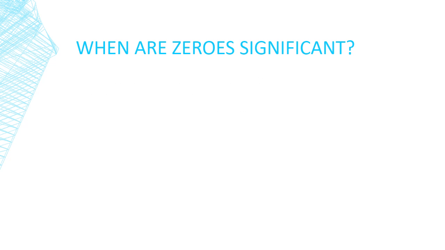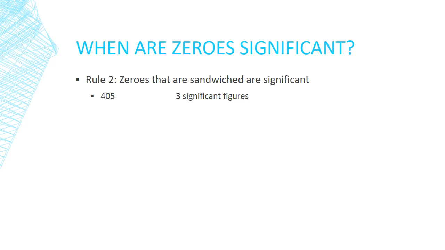Now, zeros, they're tricky. Rule number 2, any 0 that is sandwiched, meaning it's in between two numbers that aren't 0, are significant. For example, 405. The 4 and the 5 sandwich that 0, so all 3 of those are significant.